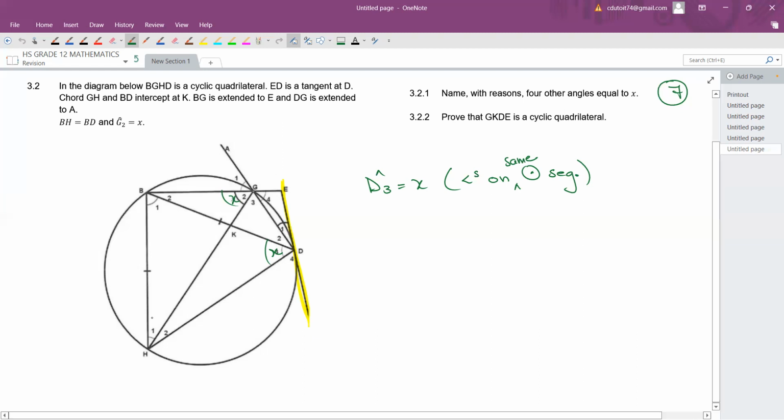What about this whole angle H here? H1 and 2. Why is that one X? Well, BH is the same length as BD. So that's what? Angles on equal sides, no?